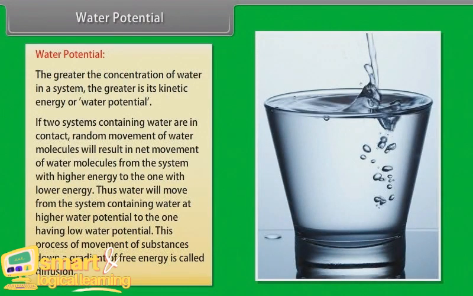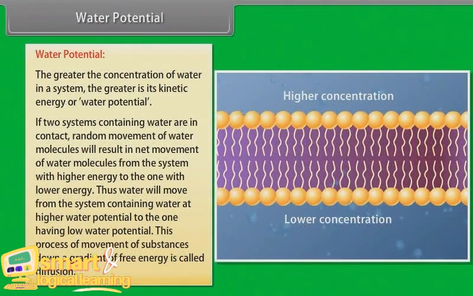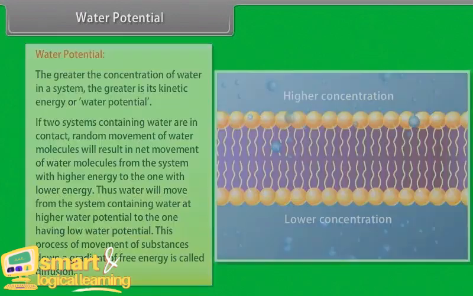If 2 systems containing water are in contact, random movement of water molecules will result in net movement of water molecules from the system with higher energy to the one with lower energy. Thus, water will move from the system containing water at higher water potential to the one having lower water potential. This process of movement of substances down a gradient of free energy is called diffusion.